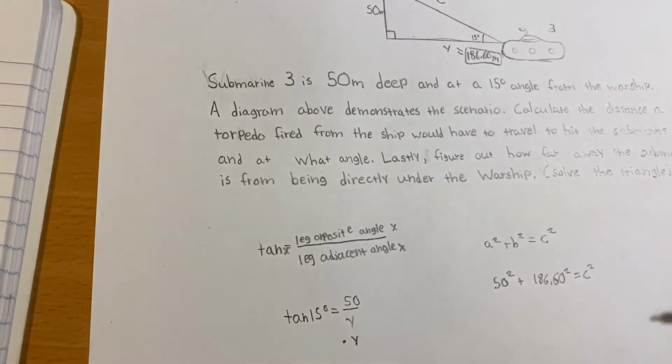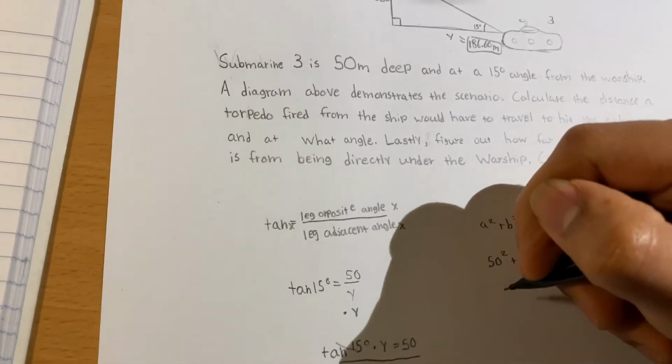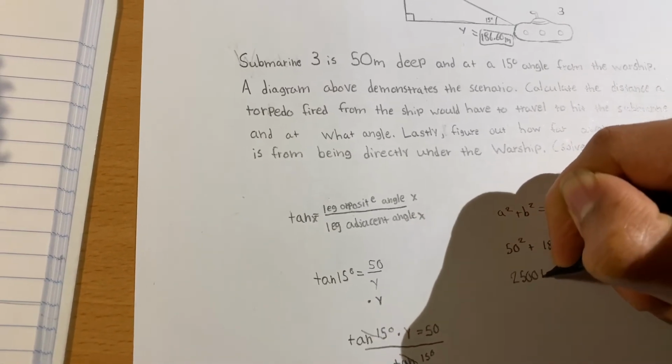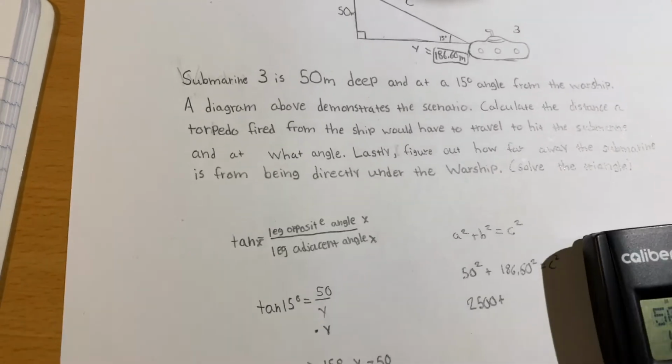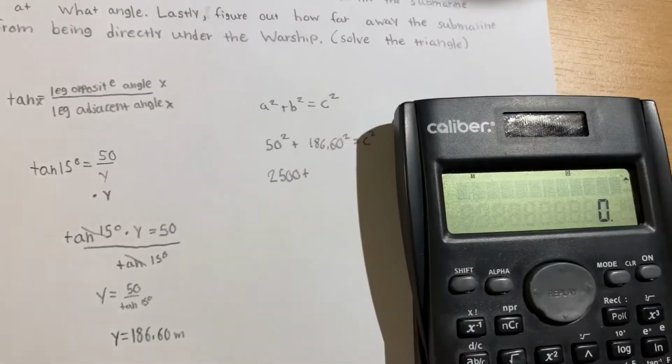Some of this I can do in my head, but you can also do it in the calculator. 50 squared I already know is 2,500. Fortunately, I don't know 186.60 squared off the top of my head, so that's when I use my calculator again.